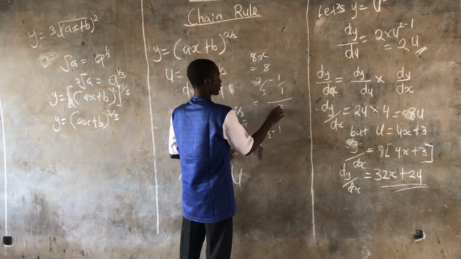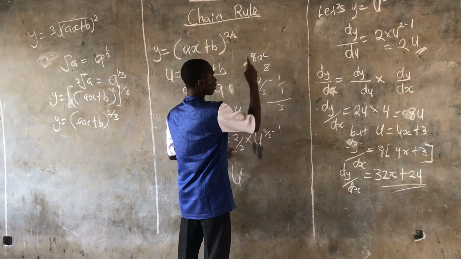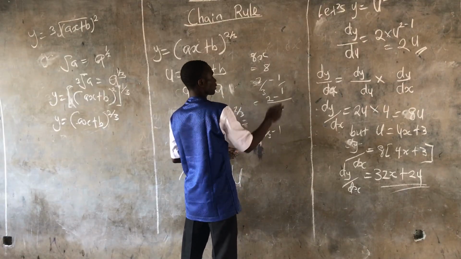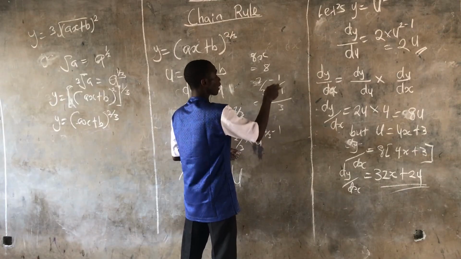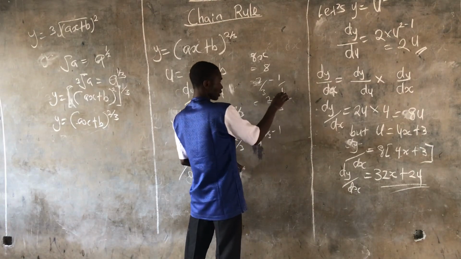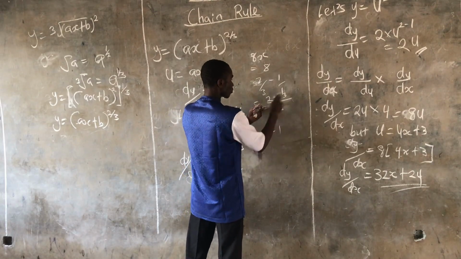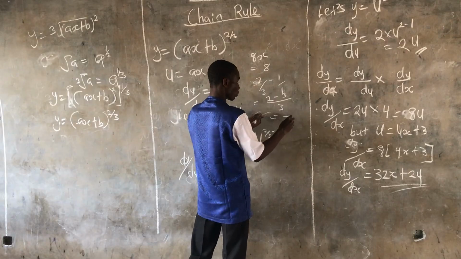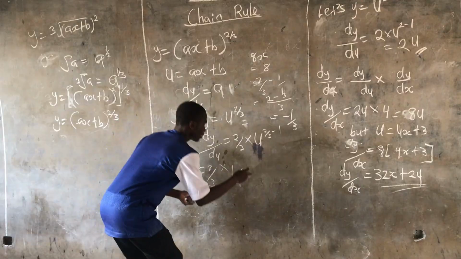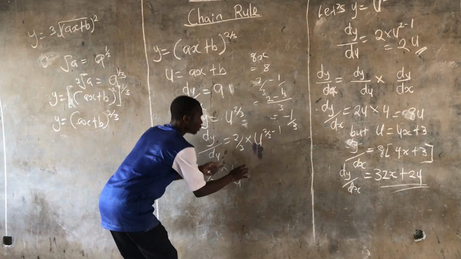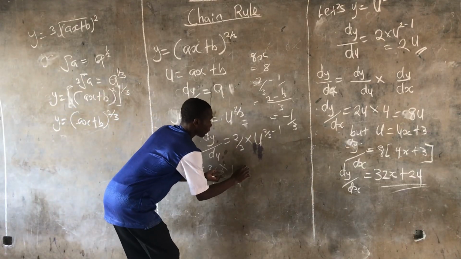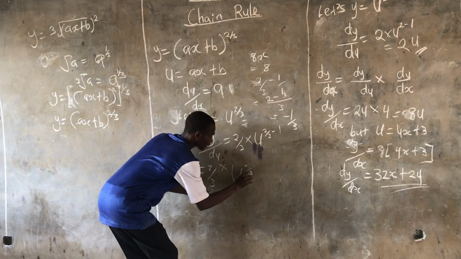2 over 3 minus 1 over 1 will be equal to: 3 goes into 3 one time, 1 times 2 is 2, minus 3 goes into 1 three times, 3 times 1 is 3. So this fraction will be 2 minus 3, which is minus 1 over 3. So now we can say u is raised to the power minus 1 over 3.